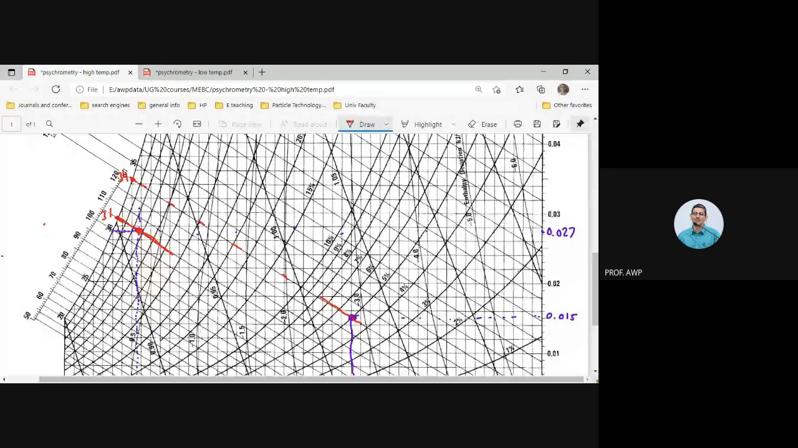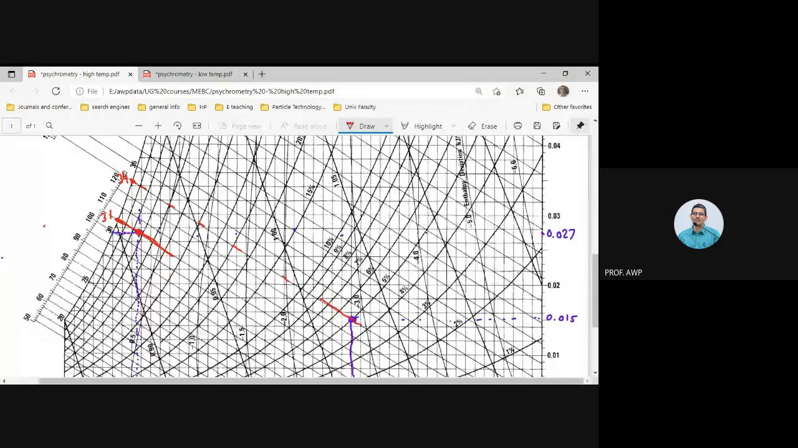Can you do it yourself now with the help of the chart? Yes, sir. Okay.